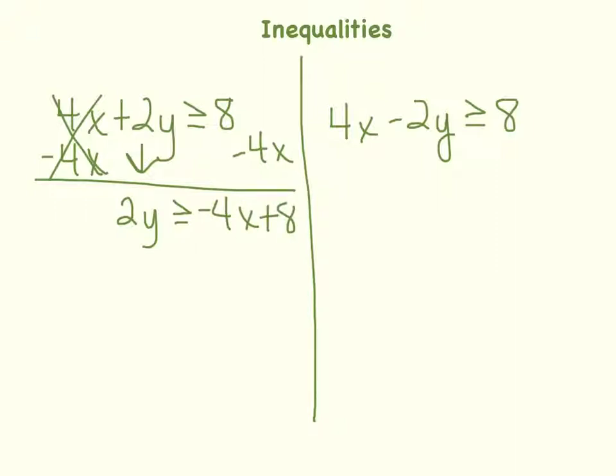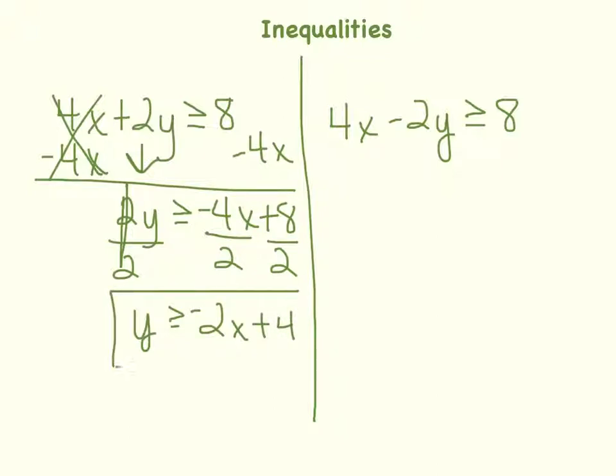Now in this example, I am dividing by a positive 2. And because of that, I will not flip the inequality sign. 2y divided by 2 is y. I bring down the inequality sign. Negative 4x divided by 2 is negative 2x. And positive 8 divided by positive 2 is a positive 4. So my answer is y is greater than or equal to negative 2x plus 4.